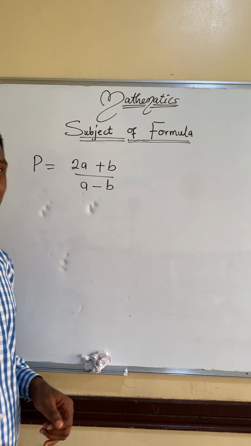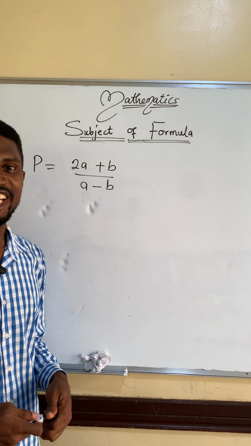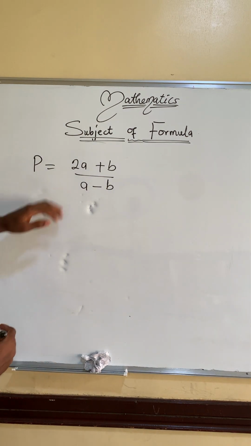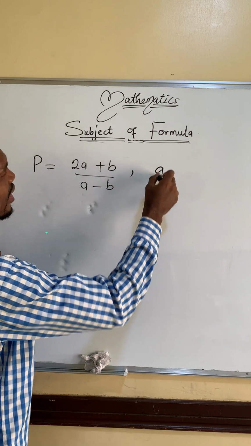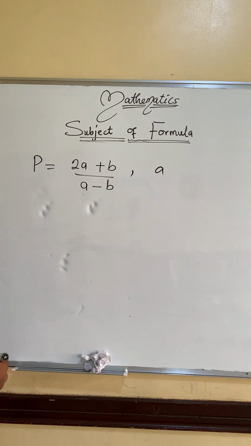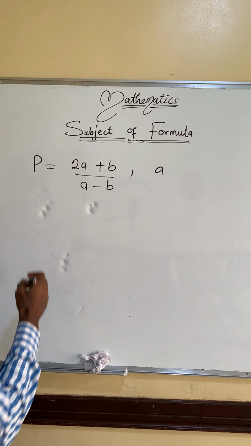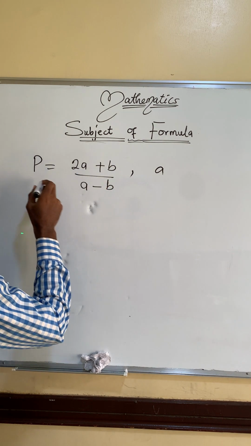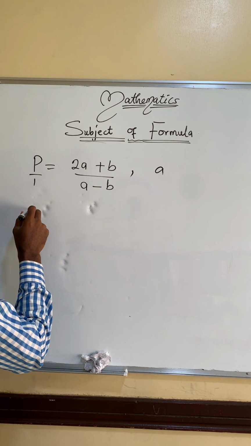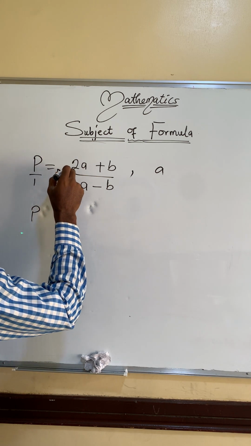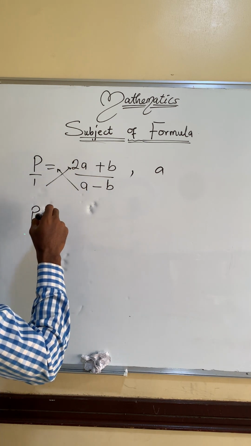So let me revert back to English speaking. All right. So in this question, we are to make A the subject of formula. This is a bit complex, but we'll solve that. What happens is that this is a fraction, we also make this a fraction, so that P will multiply this, and this will multiply this. That is making subject of formula.